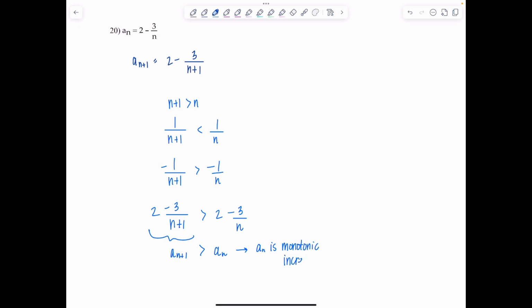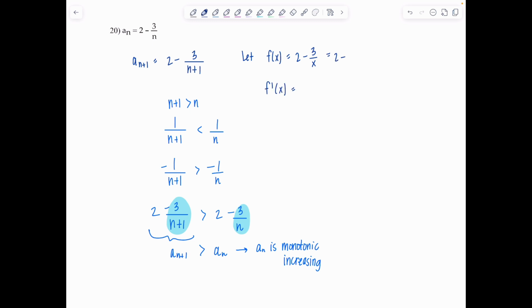Now if you're like, Professor V, that was just way too much finagling with the inequalities, I got you. Another way you could explain it, honestly, my students have done this: 3 over n plus 1 is smaller than 3 over n. So if I'm subtracting something smaller, then obviously this is larger than a sub n. If you hate all of that, that's fine. Let's just say we're going to let f of x equal 2 minus 3 over x. Then just take the derivative. What's f prime of x?